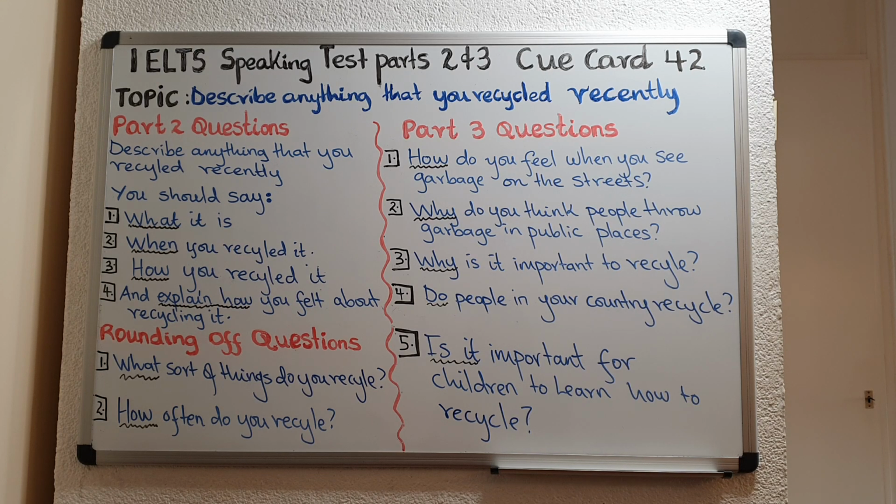I recycle all sorts of things such as plastic, bottles, and even kitchen waste, which they use to make manure. I do also recycle clothes by selling them as second-hand clothes or donating them to charities. So in that answer, I have identified the sort of things that I recycle. I said I recycle plastic, bottles, kitchen waste, but I also recycle clothes by selling them as second-hand clothes or donating them to the poor.